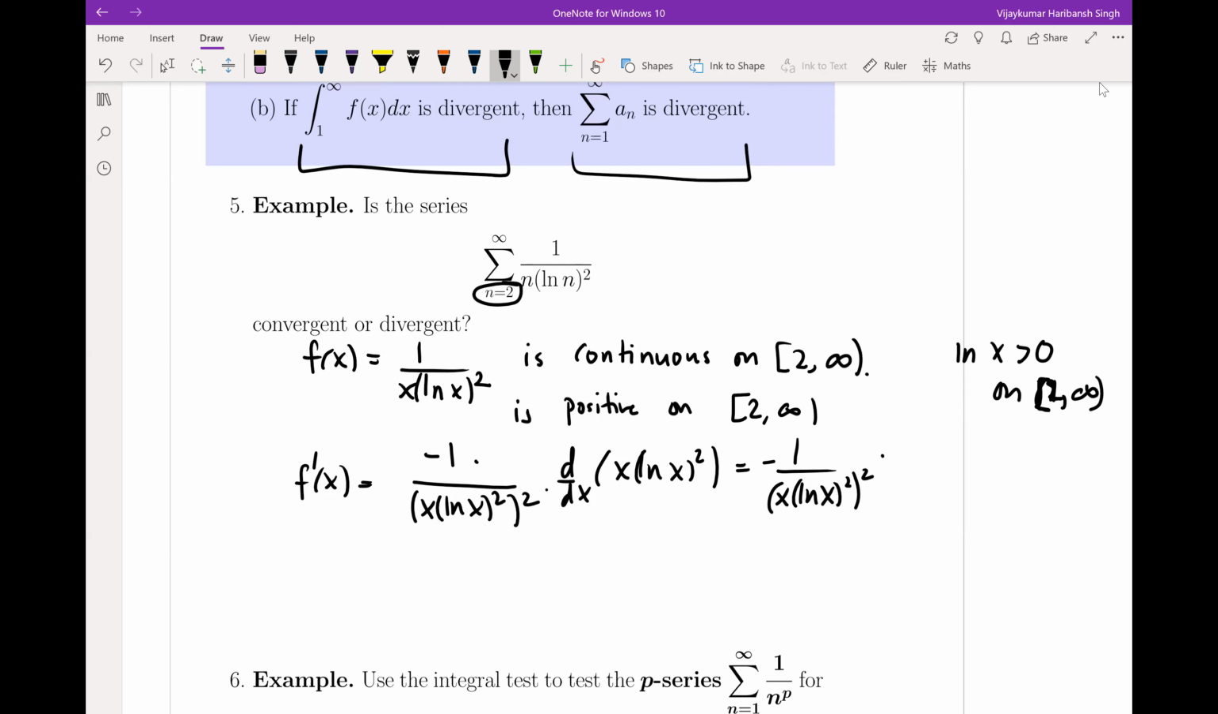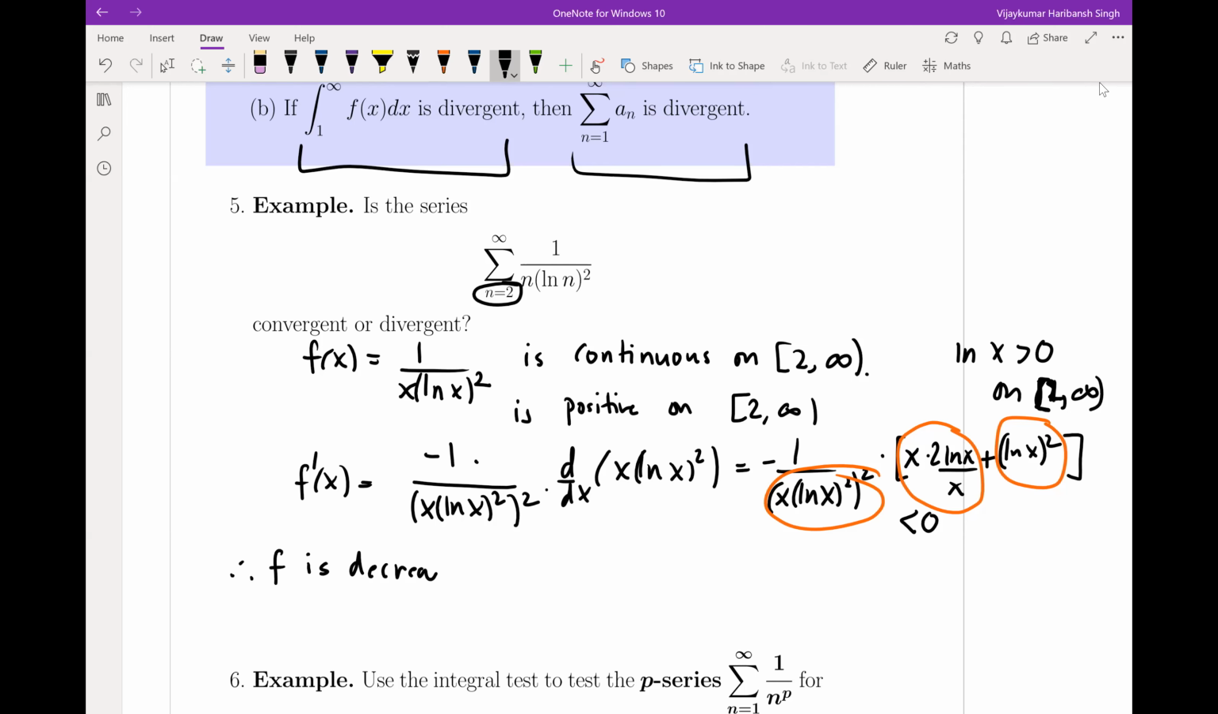And what is the derivative of this? Let's do the derivative. So x times 2 ln x divided by x plus the derivative of this ln x squared. Now note that these are positive. This is positive. This is positive. So you have one negative sign. So this means what? This is less than 0. Therefore, what? f is decreasing on 2 to infinity.